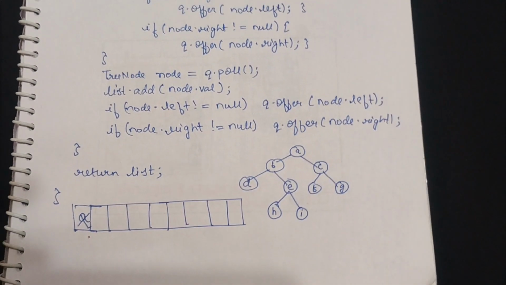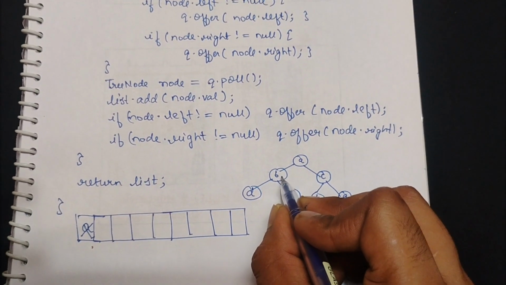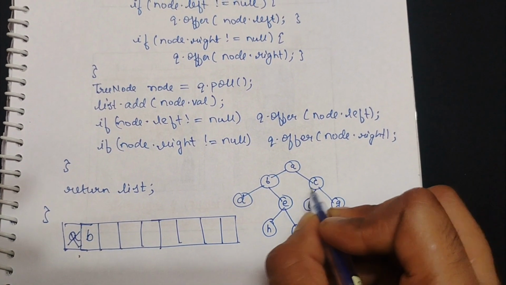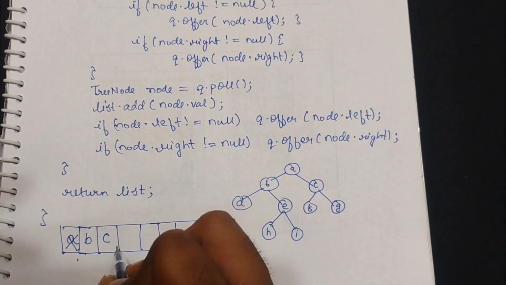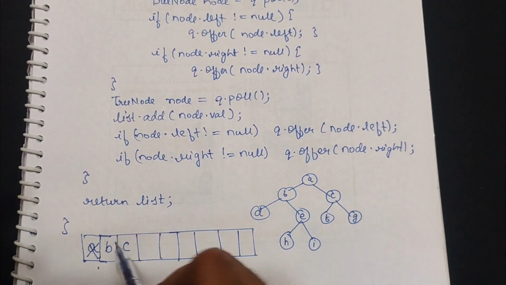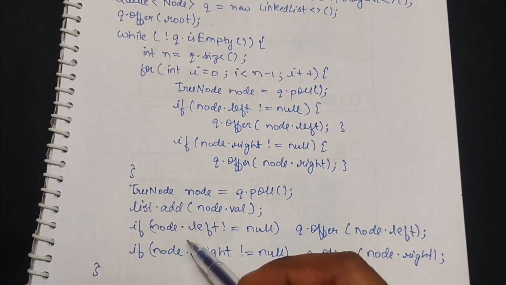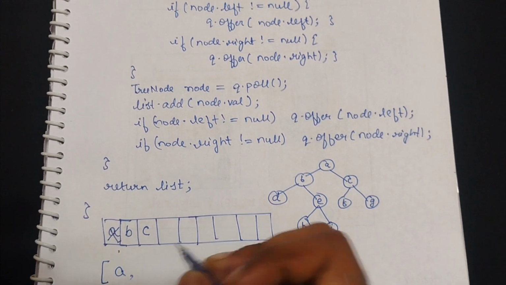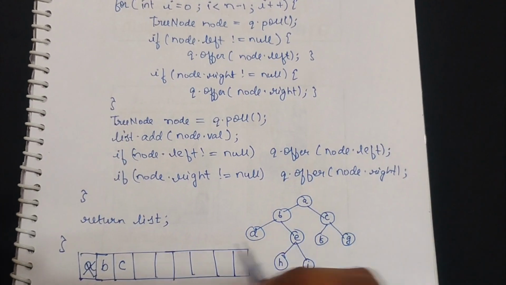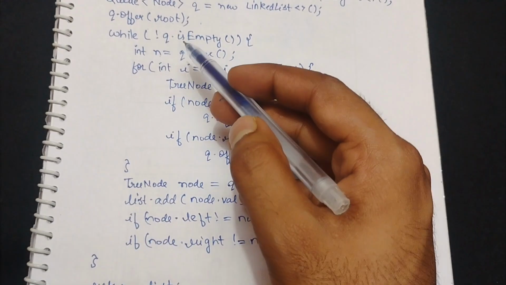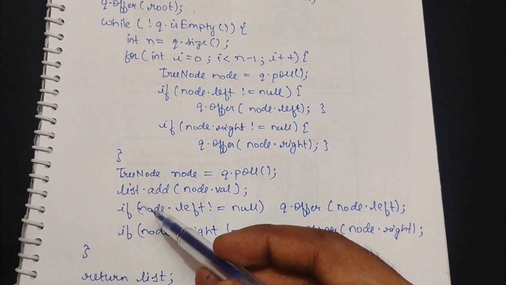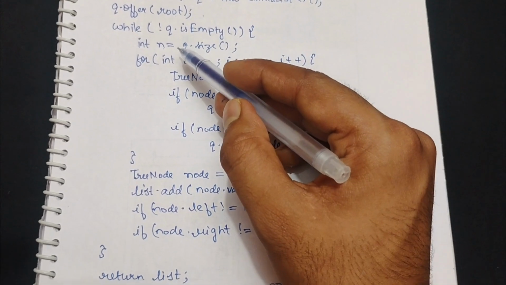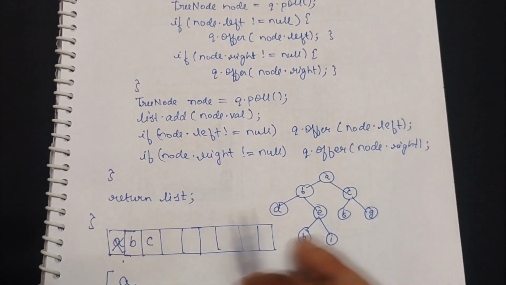It will pop out A and check, does A have a left child? Yes, it has, B. A has a right child, yes it has, that is C. And since it came over here, this part, that means I have to add it in the list. I'll make a list, add A over here. Now the one time this ran entirely, then again queue is not empty. What size of queue is? Now it is 2.